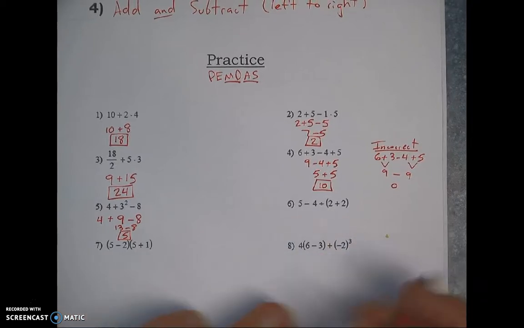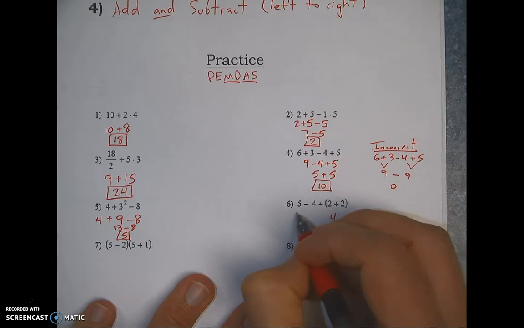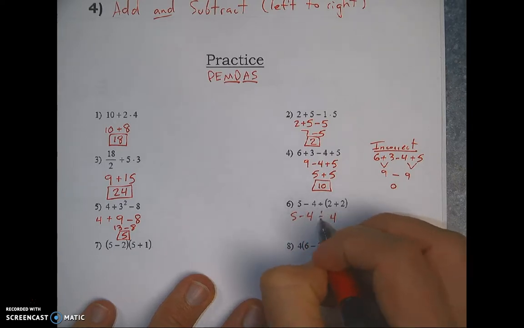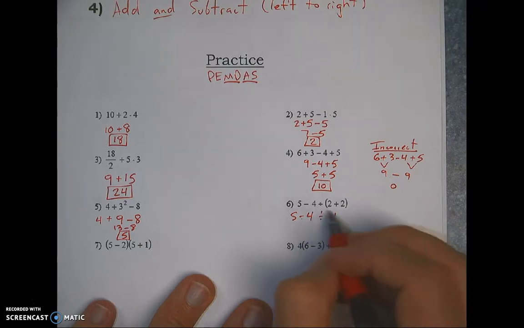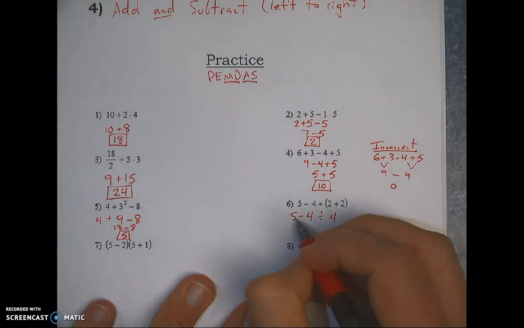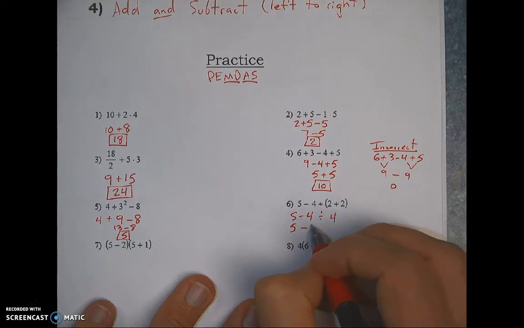That's the amount of work that's expected. Number 6. I do have parentheses. That's the first thing I'm going to do, simplify what's on the inside. So 2 plus 2 becomes a 4. Bring everything down. I now have subtraction and division. Okay, so division comes first. 4 divided by 4 is 1. I am not doing anything with the 5, so I'm going to rewrite it. I know you could probably do this in your head without writing it, but I need to see your steps. And now 5 minus 1 is 4. Final answer.